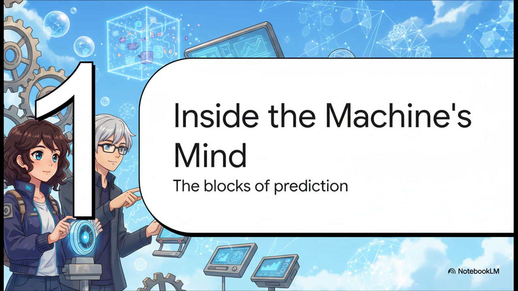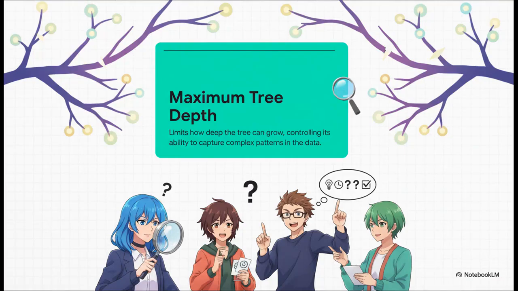Before we can build amazing models, we've got to understand what makes them tick. Think of these next few things as the fundamental knobs and dials we have at our disposal to control exactly how a model learns from the data we give it. First up to bat is something called maximum tree depth. The best way to think about this is like you're playing a game of 20 questions. This parameter is basically you telling the model, okay, you can ask questions to figure this out, but you only get, say, 10 questions max. It's a simple rule, right? But its effect on how well the model performs is absolutely massive.